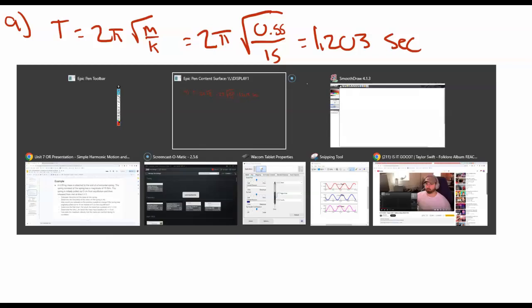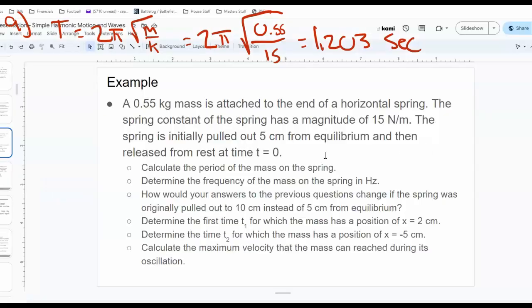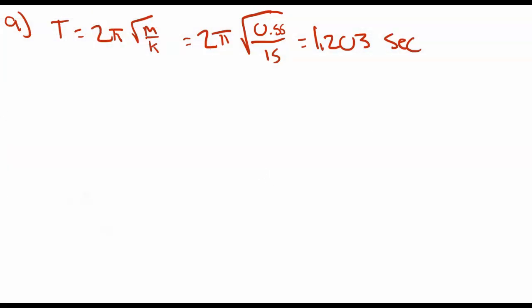Now, question B says, determine the frequency of the mass in hertz. Frequency is the reciprocal of period. If you go back and look in the notes, frequency is 1 divided by the period. So if we do 1 divided by the answer that we just got, then we get 0.831 hertz.